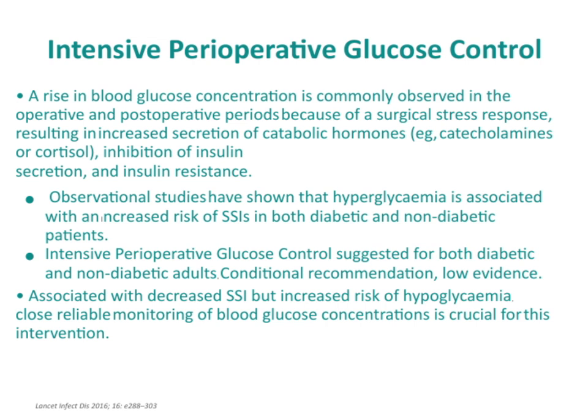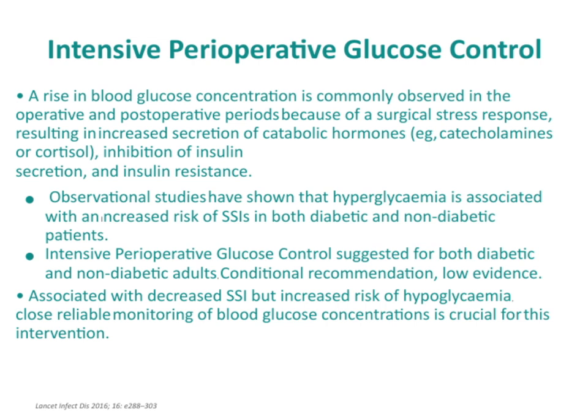Now, observational studies have consistently shown that hyperglycemia is associated with a higher risk of surgical site infections, or SSIs, in both diabetic and non-diabetic patients. This highlights the importance of managing blood glucose levels around the time of surgery to reduce infection risk. This brings us to the concept of intensive perioperative glucose control. It's suggested for both diabetic and non-diabetic adults, and while the recommendation is conditional with low evidence, it is based on the potential benefits. Specifically, tighter glucose control has been associated with decreased SSIs.